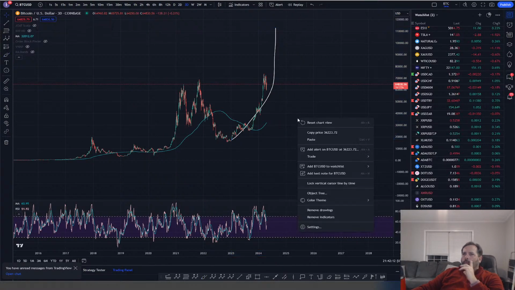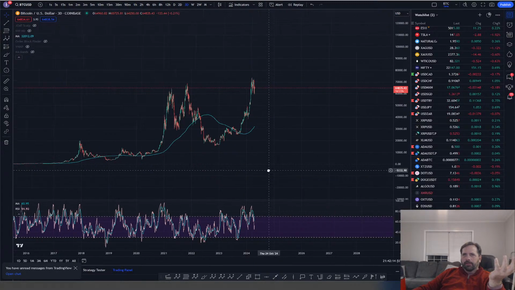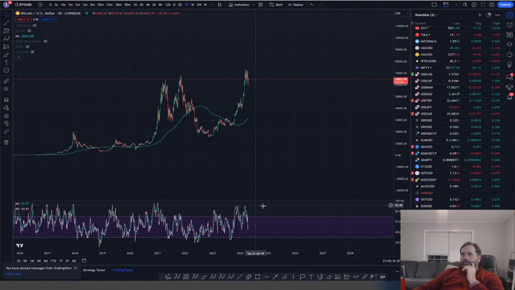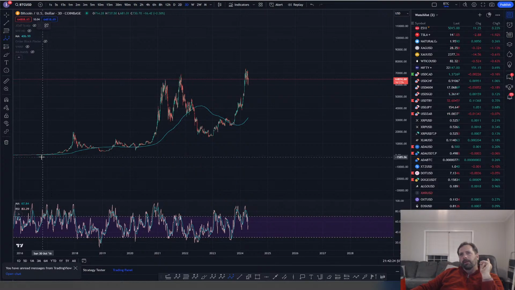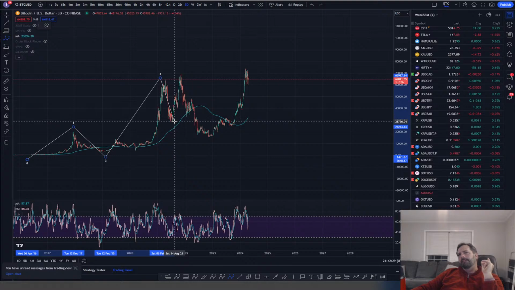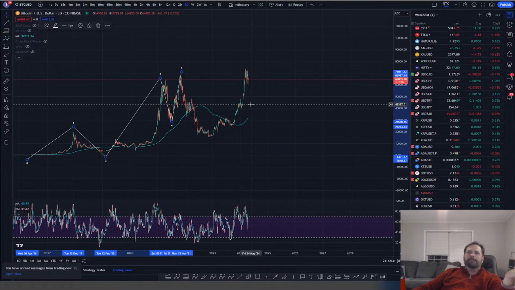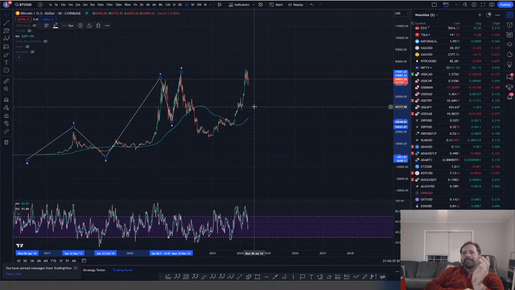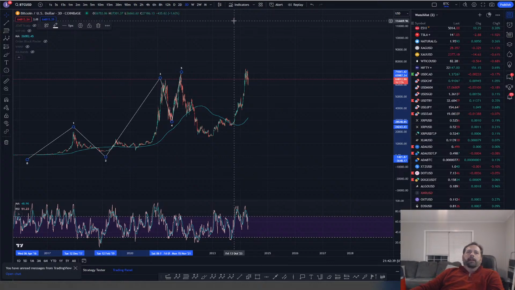So what else could be happening? Another count that you may not like, and it may be a little bit more difficult to swallow, but how about this? What if you say, hey, this is 1, 2, that's wave 3, 4, and this is wave 5. And there you go. That is a completed impulse wave.